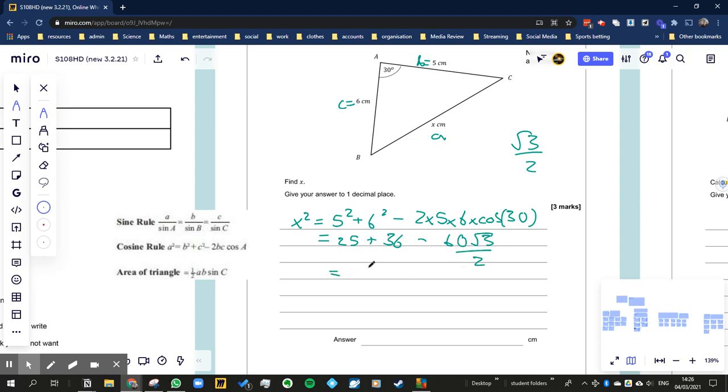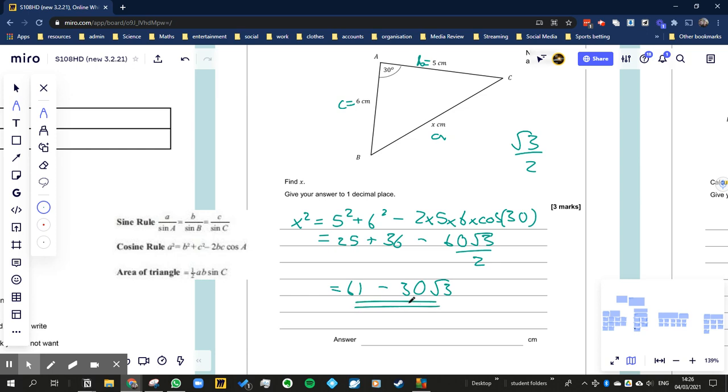Okay, so 25 plus 36. Well, I'm going to use a calculator for that because I don't want to time my brain out. Okay, so 25 plus 36 is 61. Actually, not too hard really, but 60 root 3 over 2 is 30 root 3. So that is the simplified surd you can get.